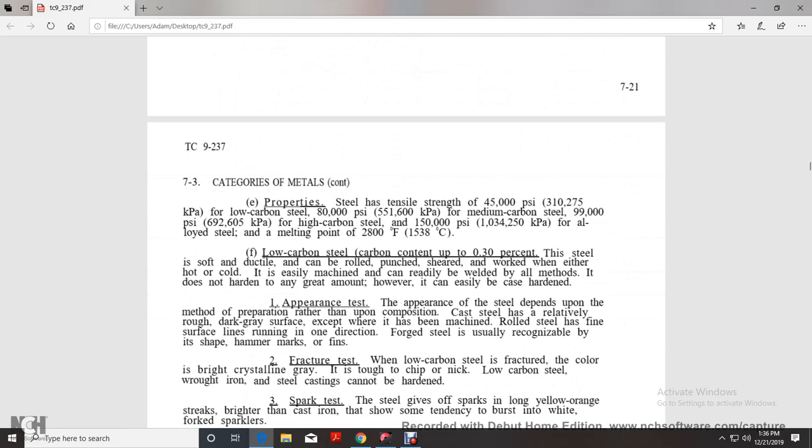Properties: steel has a tensile strength of 45,000 psi for low carbon steel, 80,000 psi for medium carbon steel, 990,000 for high carbon steel, and 115,000 psi for alloyed steel, with a melting point of 2,800 degrees Fahrenheit.